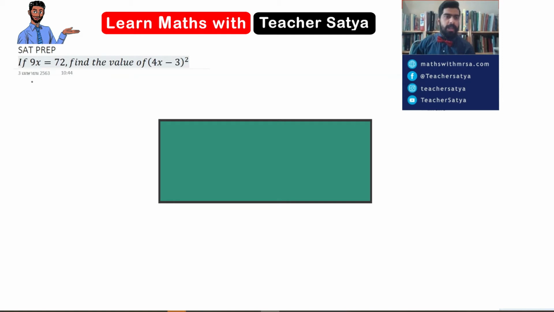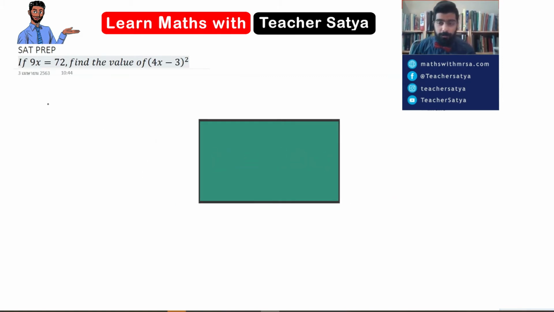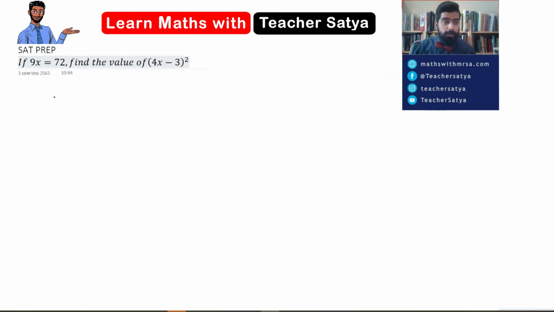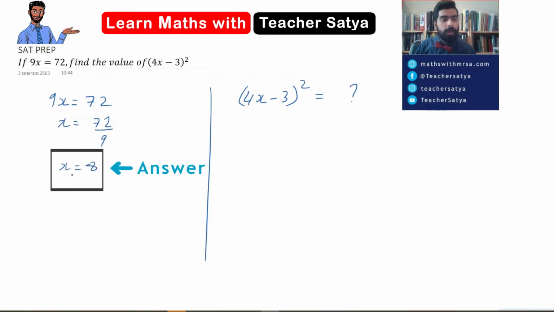Now for the next question, let's see. It is pretty similar to what we did 2 questions ago, I guess. So we have 9x is equal to 72, and they are asking what is the value of 4x minus 3 the whole square. So we can first find the value of x here. X is equal to 72 over 9. Therefore, x is equal to 8.